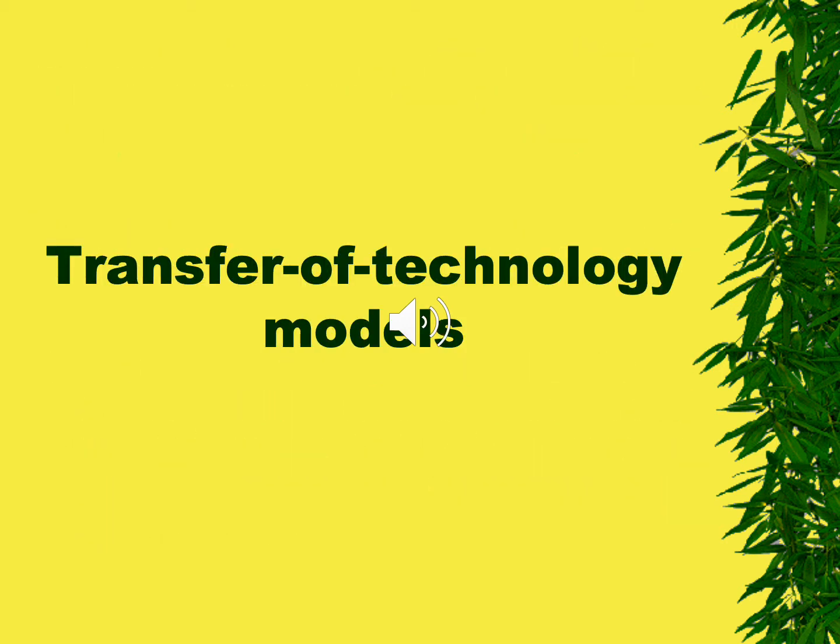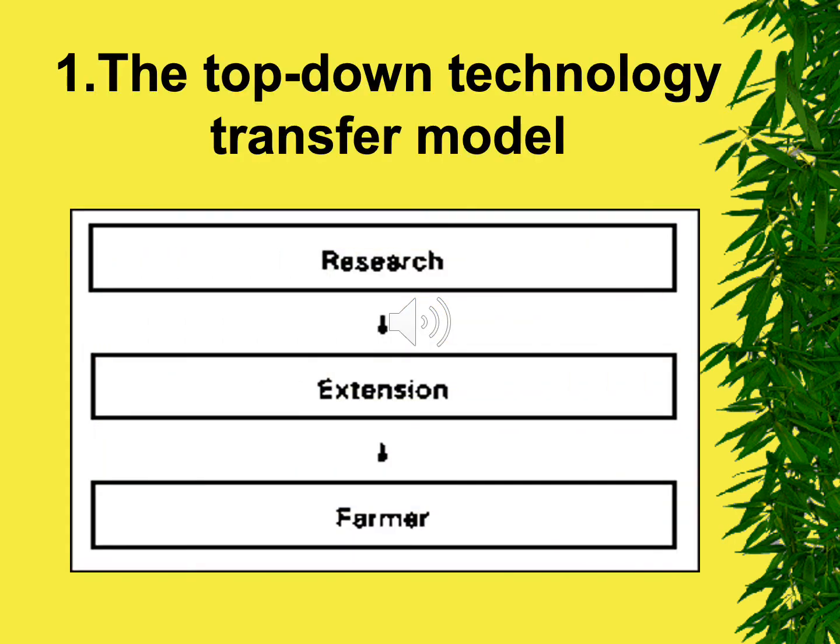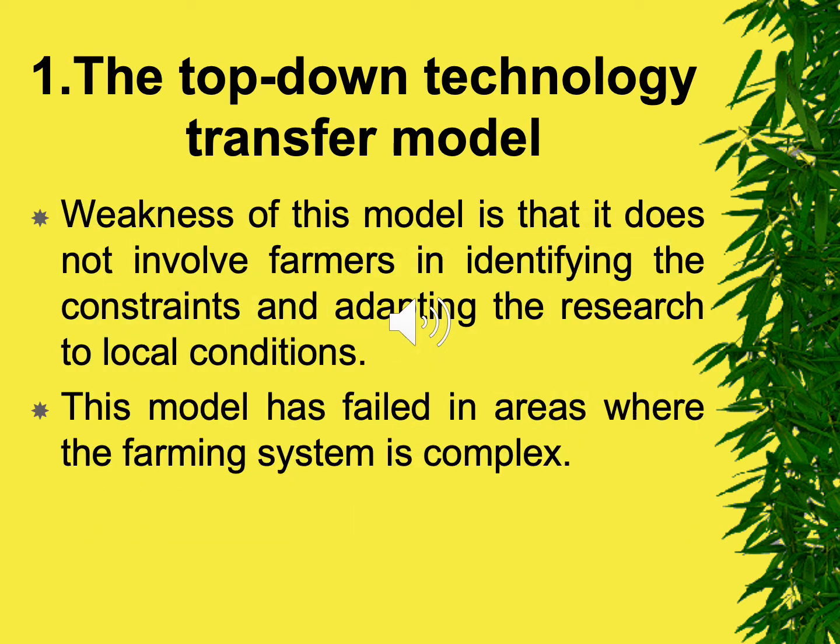Therefore, for transfer of technology, there were various models in use. The conventional transfer of technology models are the top-down and feedback models. In the top-down model, technology transfer is a one-way process where technologies developed by scientists are passed to extension services to be transferred to users. The weakness of this model is that it doesn't involve farmers in identifying constraints and adapting the research to local conditions. And this model has failed in areas where the farming system is complex.